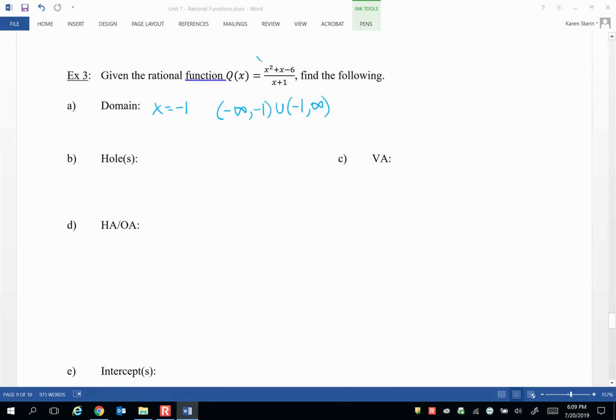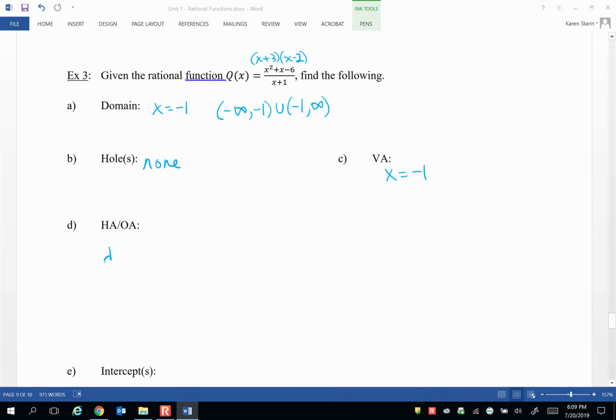For holes, let's factor this numerator. It's x plus 3 times x minus 2, because 3 times negative 2 will give me negative 6, and 3 plus negative 2 will give me positive 1. So we have no holes because we have no common factors. So there's no holes, but there is a vertical asymptote at x equals negative 1, the one and only zero of the denominator. Now let's move on to horizontal or oblique asymptotes.